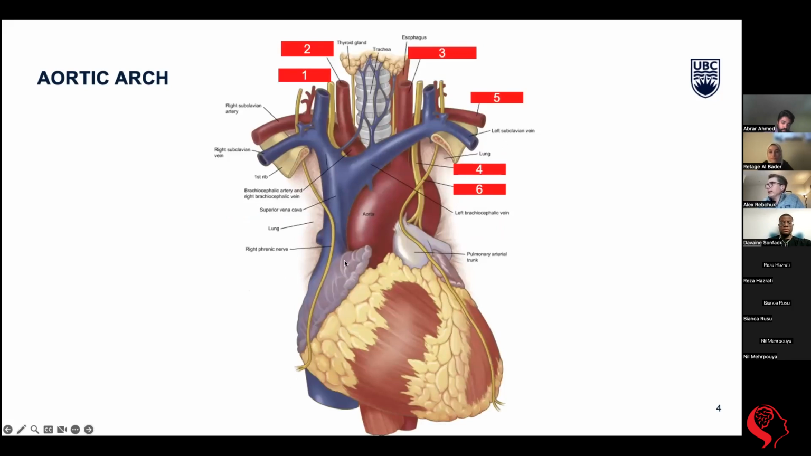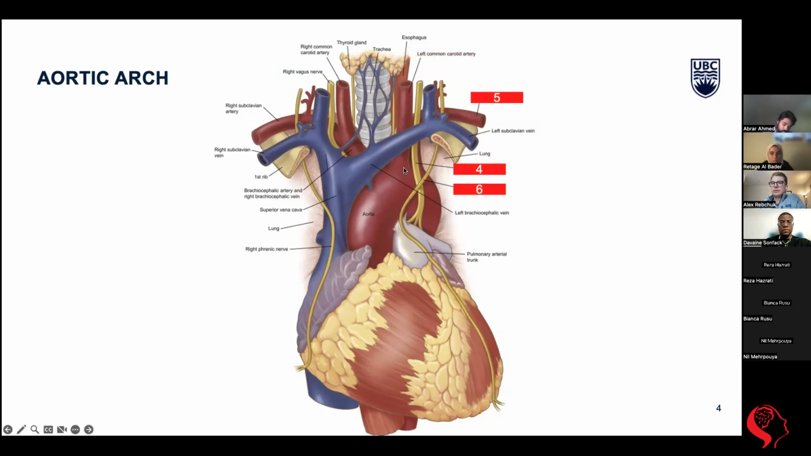Another picture. I find with all these, it's helpful to have a look at them from multiple angles. So number one, what's it pointing to? I think it's pointing to this over here. Does anybody know? Oh, the vagus nerve. Number two, anybody know? So that's going to be the common carotid. So three on the other side.